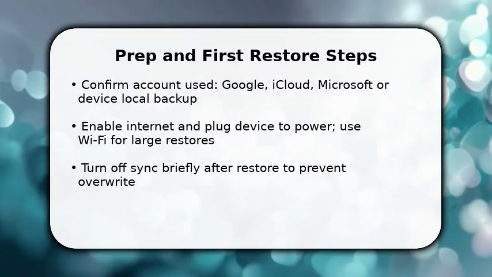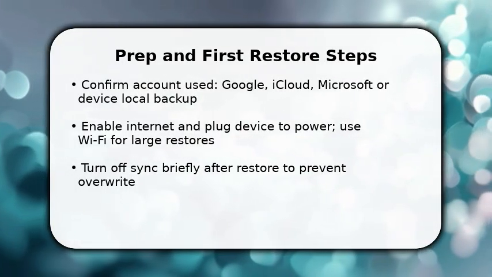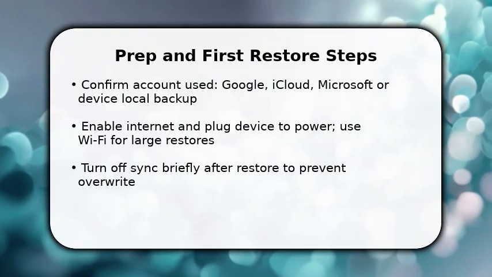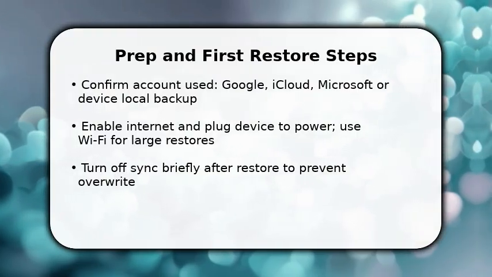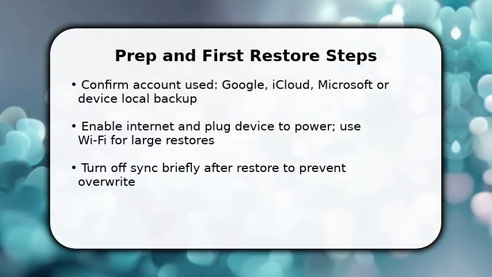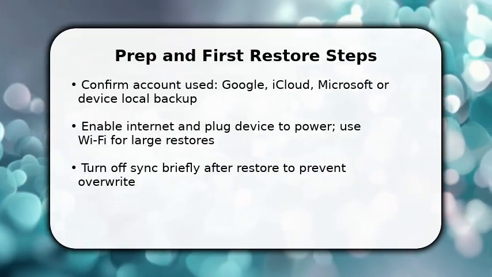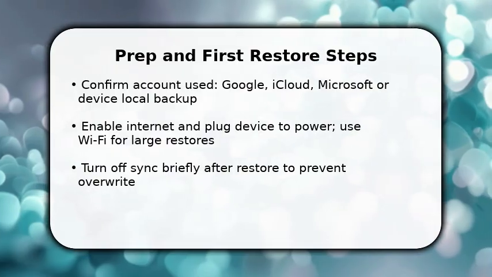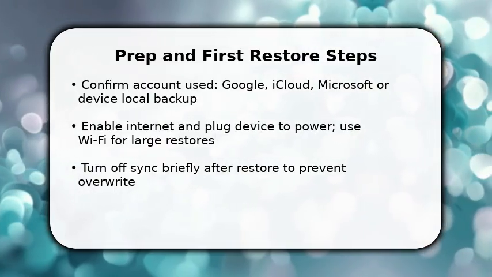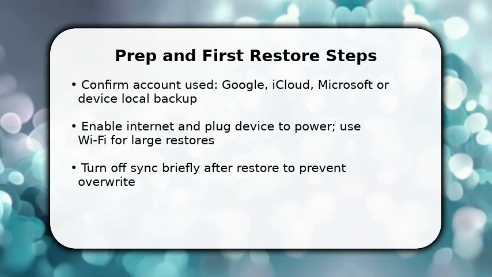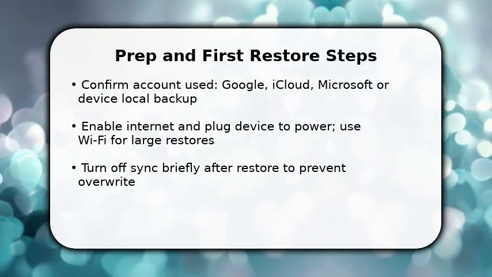You start by identifying where your contacts lived: Google, iCloud, Microsoft, or a local device backup. Once you know that, sign into that exact account on your device and enable backups. Then open the Contacts app or account settings and choose Restore or Import. Make sure the device stays on Wi-Fi and plugged in. Restores can take minutes to tens of minutes.